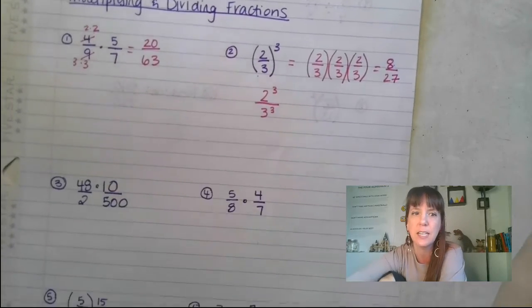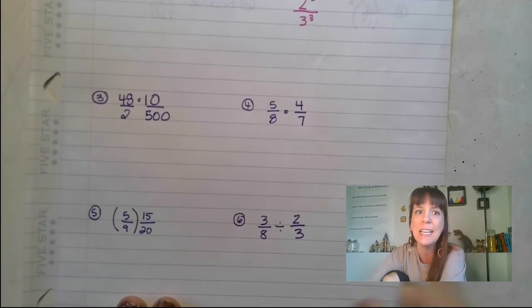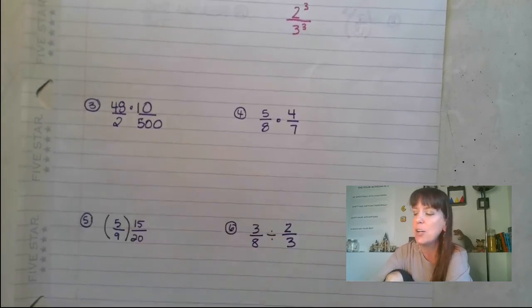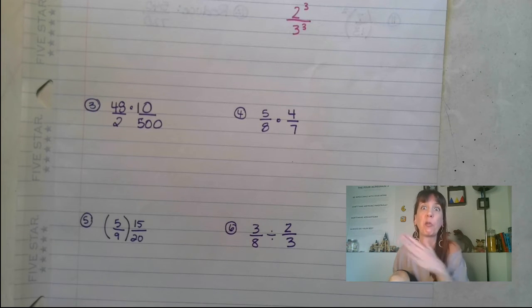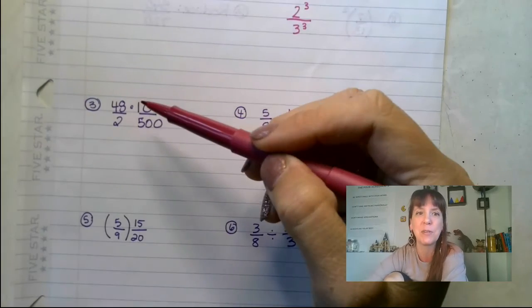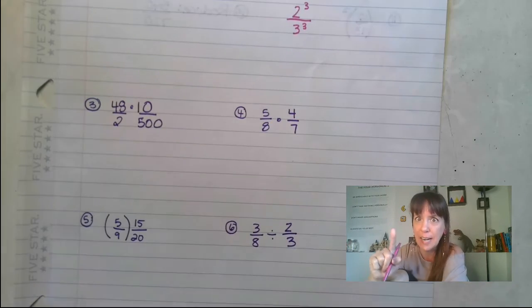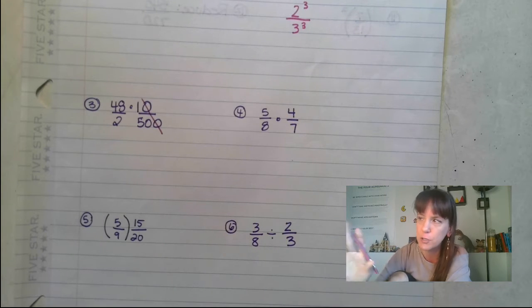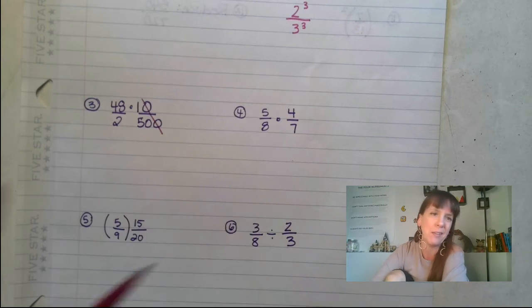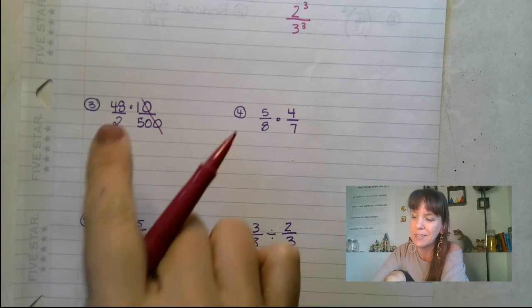All right, let's take a look at this next guy. 48 over 2 times 10 over 500. Now, first things first, you can totally reduce these before you go multiplying. I love when we have zeros on the end of a fraction. And guys, this only works with zeros, but you can just lob those zeros off. Don't do it if it's like a 5 or a 2. Won't work. But lob those zeros off. Essentially what we're doing is just dividing by 10 on the top and the bottom.